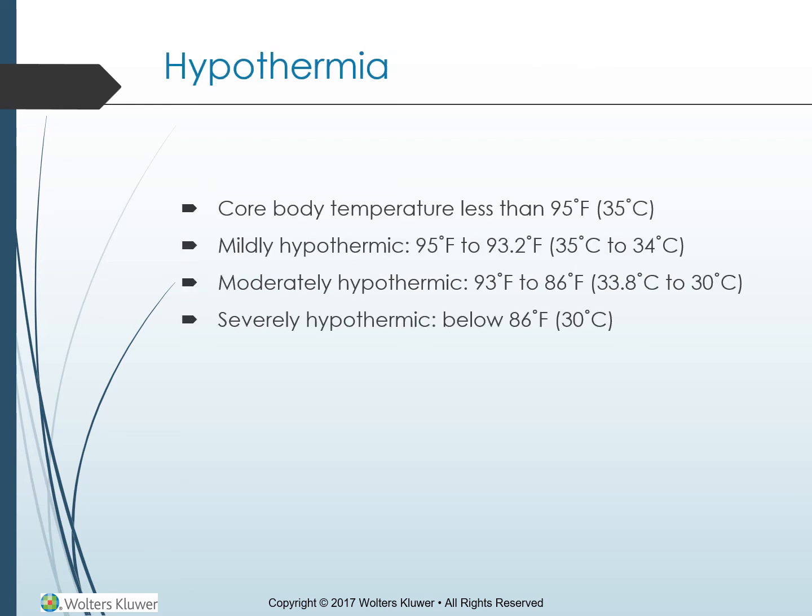Hypothermia. Core body temperature is less than 95 degrees Fahrenheit or 35 degrees centigrade. Mildly hypothermic is 95 to 93.2 Fahrenheit or 35 to 34 centigrade. Moderately hypothermic is 93 to 86 degrees Fahrenheit or 33.8 to 30 degrees centigrade. Severely hypothermic is below 86 degrees Fahrenheit or 30 degrees centigrade.